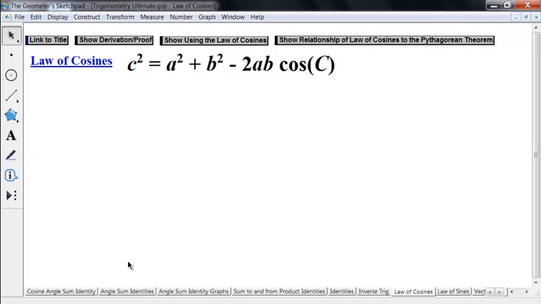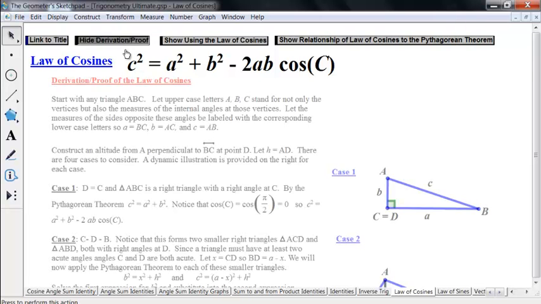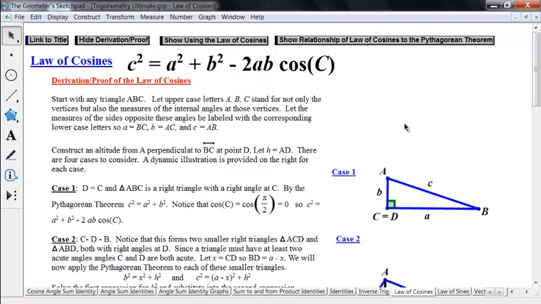You may notice that the first part of this is just like the Pythagorean Theorem, and in fact this is an extension of the Pythagorean Theorem. And we're going to be using the Pythagorean Theorem quite a bit in our derivation and proofs. So let's go ahead and prove this result.